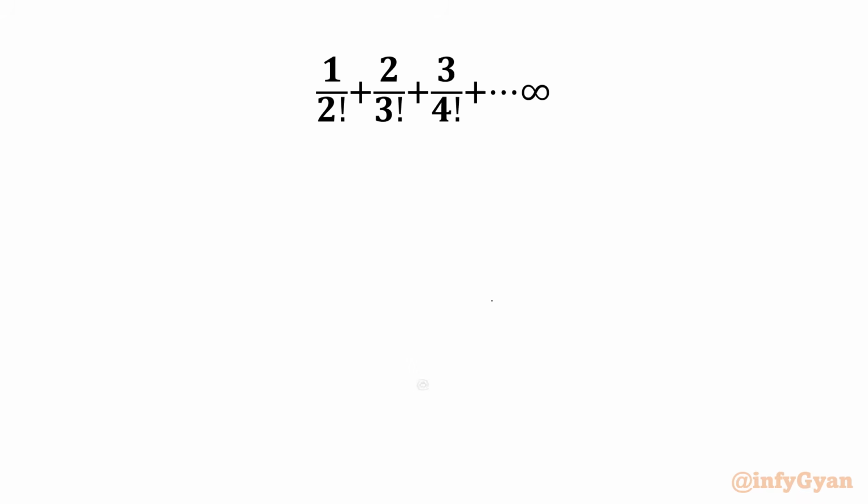We know that the growth of the factorial function is faster than the linear function, so our infinite sum is going to converge for sure. Let us say this sum equals S. Now we'll find the general term. I am writing over here Sn. The general term would be n over (n plus 1) factorial.